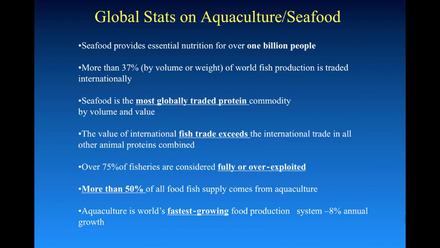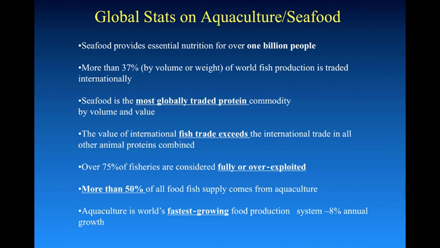More than 50% of all food fish supply comes from aquaculture. Wow, 50% of all the fish are coming from aquaculture at this point, as opposed to what we call wild catch, what you traditionally think of where seafood comes from. People going out in boats and nets and things like that. But 50% of all of our seafood right now comes from aquaculture. When I started in this subject 30 years ago, that number was like 5%, so dramatically increasing.